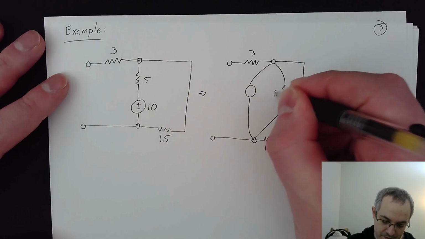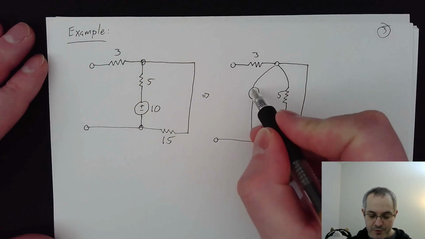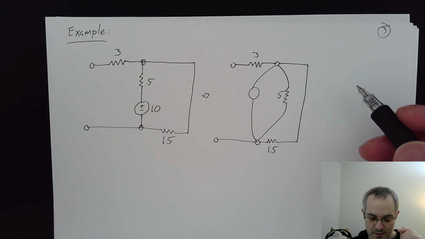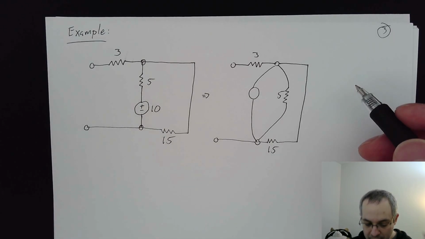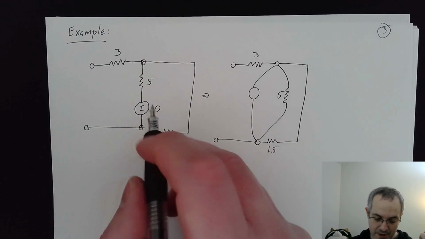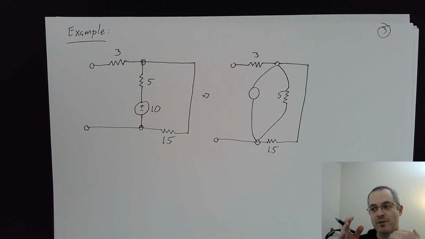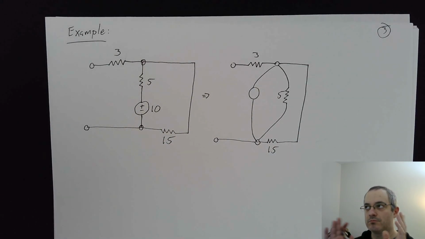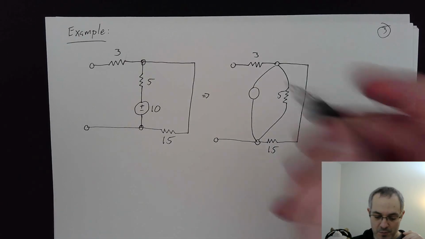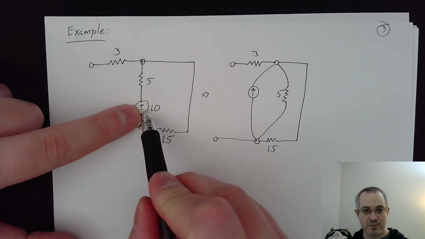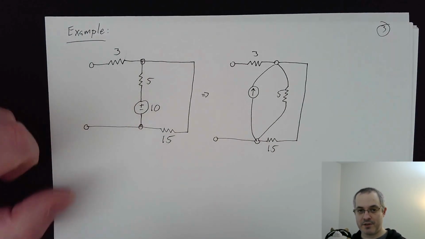This was our 5. Now, the direction on this is very important, and it's worth taking a pause to look at it. We'll do the value in just a moment. The direction can be found most quickly by having the arrow point up in this case, because the voltage source was negative on the bottom, positive on the top.